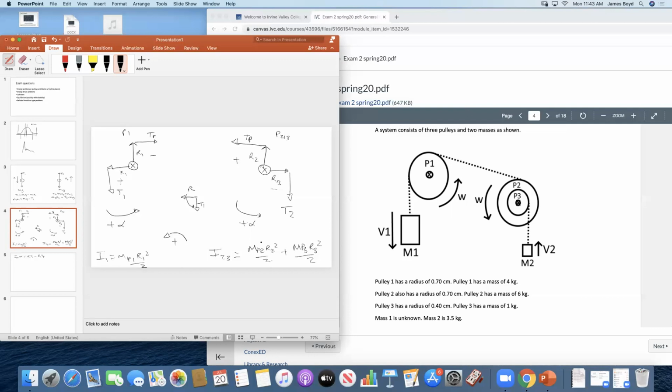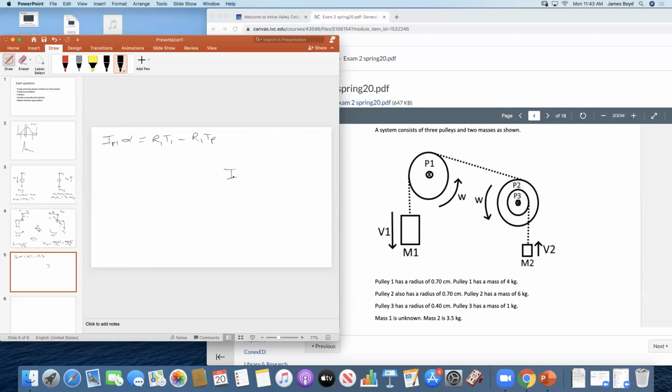So for this guy, we have R2TP minus R3T2. And remember, this is pulleys 2 and 3. Alpha is, what was it, R2TP minus R3T2. And now that we have these, the whole system, right, we could essentially solve this for alpha, but really what you can do is you can add these two equations together. We also should note that R2 is equal to R1 here.